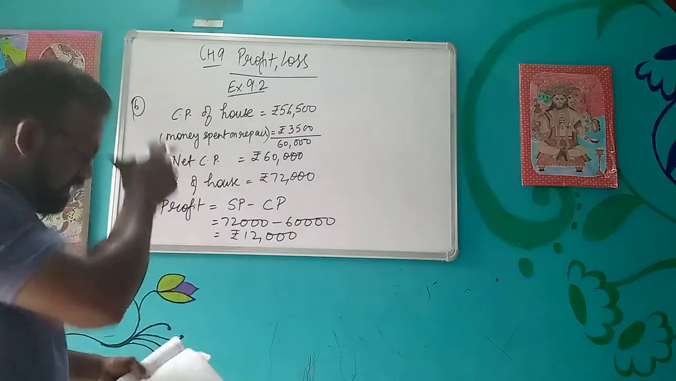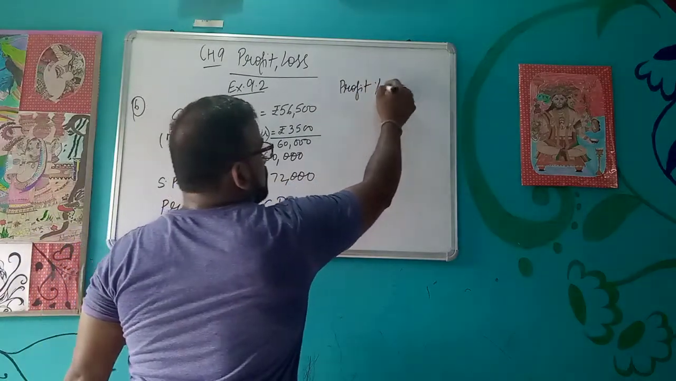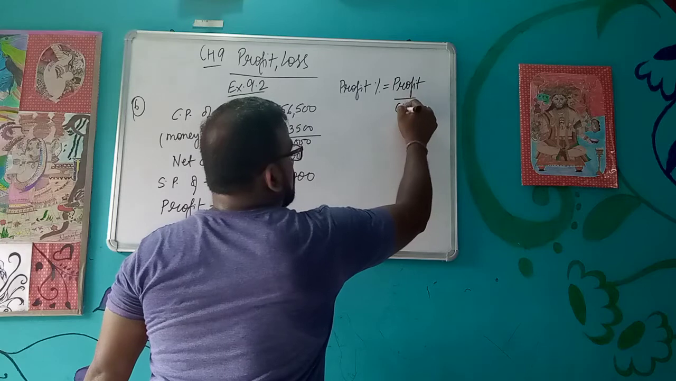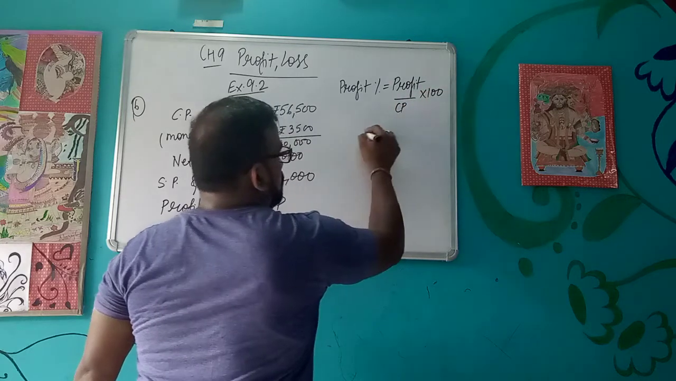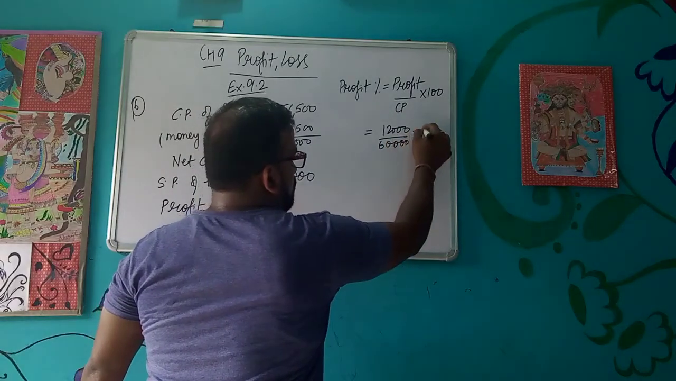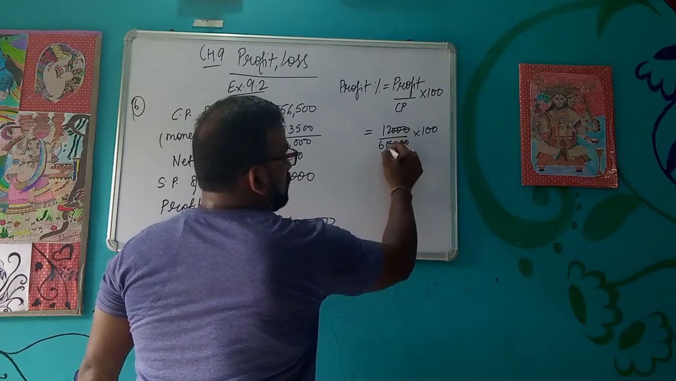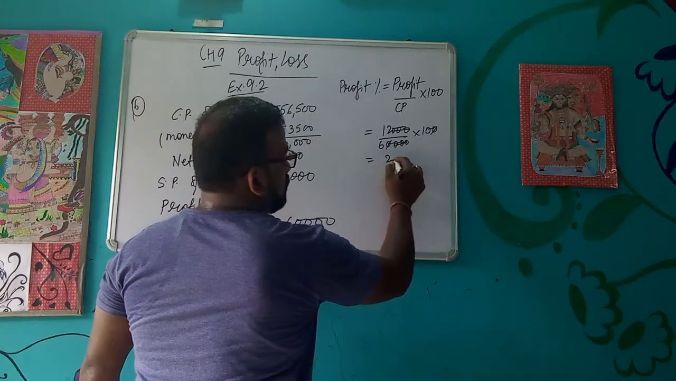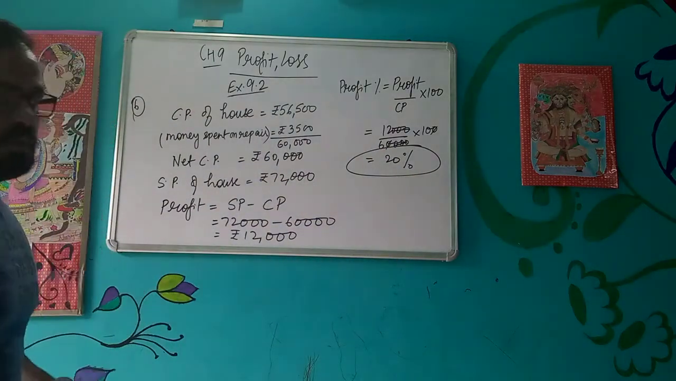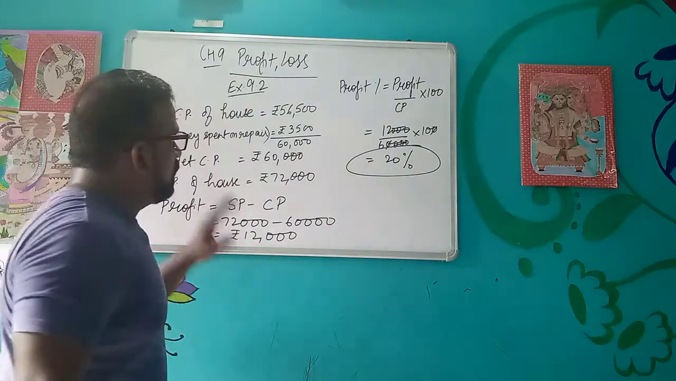Next, it is asked to calculate the percentage of profit. So we have to calculate profit percent also, and that will use profit upon CP into 100. So profit was 12,000, CP was 60,000 into 100. So 3 zeros cancel. So total profit is 20%.